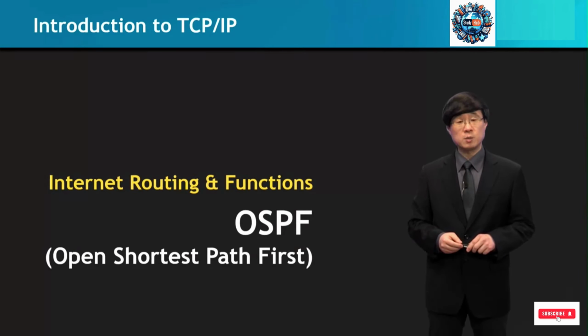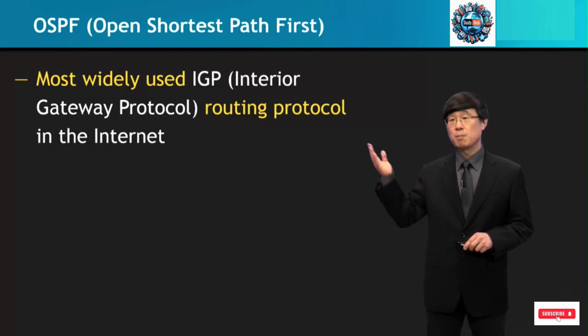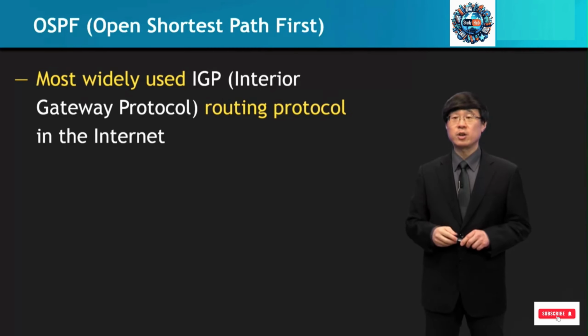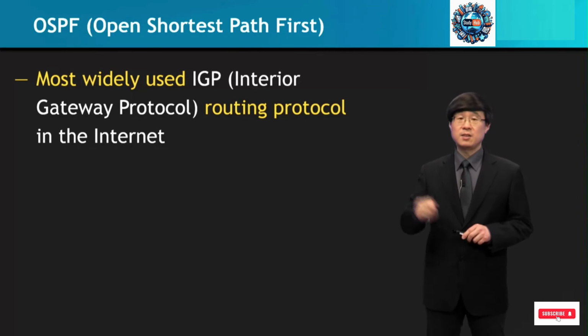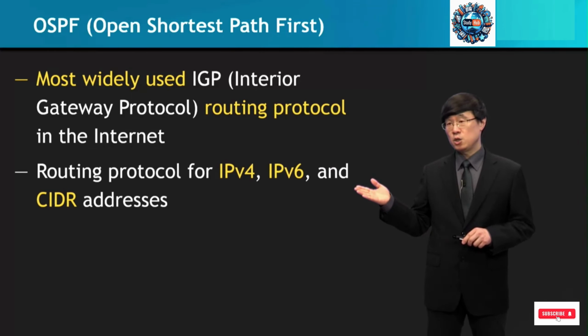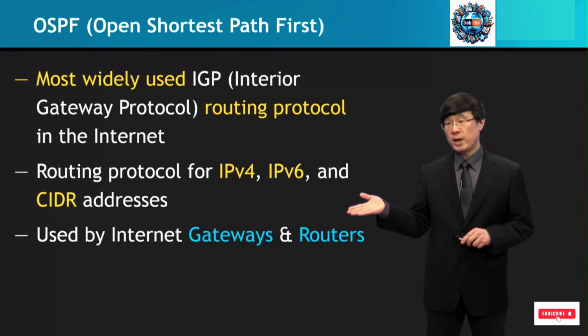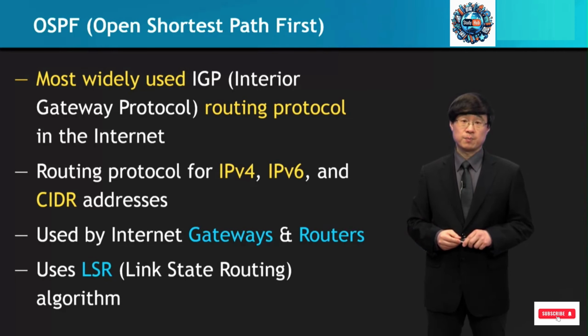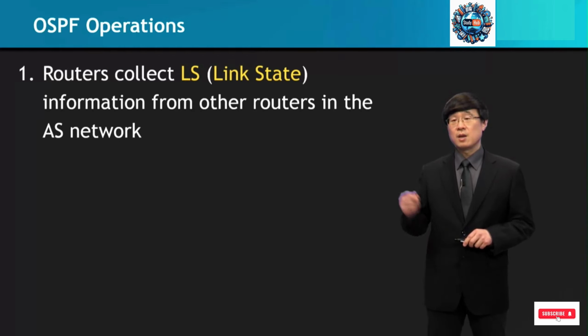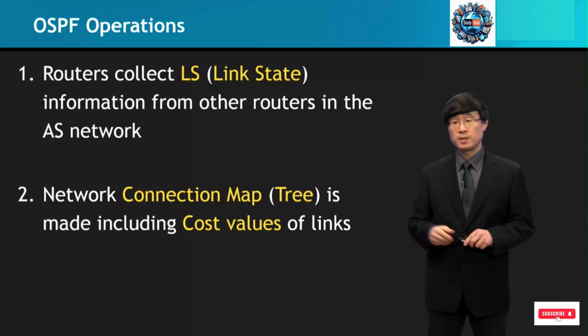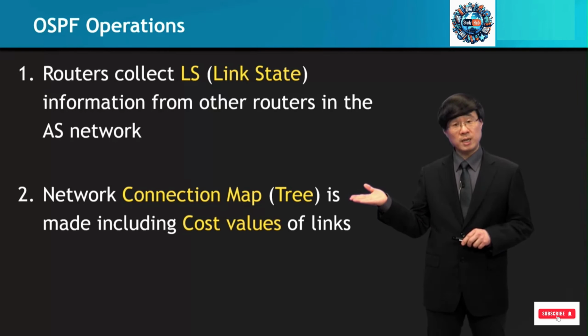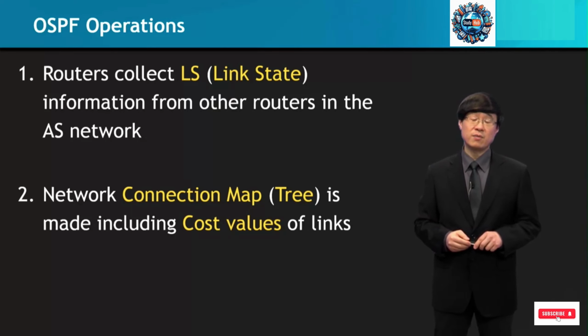OSPF, Open Shortest Path First. This is the most widely used IGP, Interior Gateway Protocol, for routing in the internet. It is used for IPv4, IPv6, and CIDR notations. It is used by internet gateways and routers. And it uses link state routing algorithm. The way that it operates is routers collect link state information from other routers in the AS network. Then, a network connection map, a tree, is made which includes the cost values of all the links.